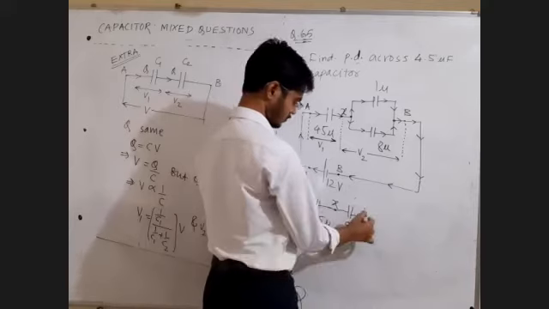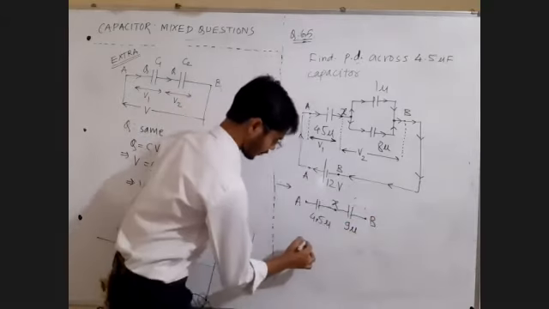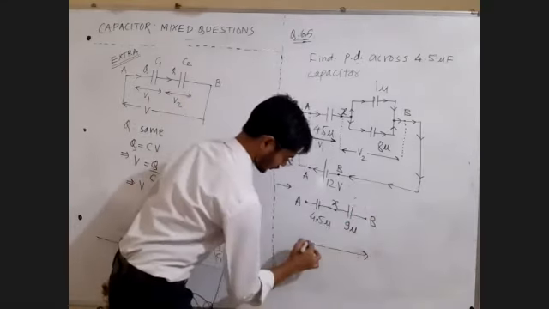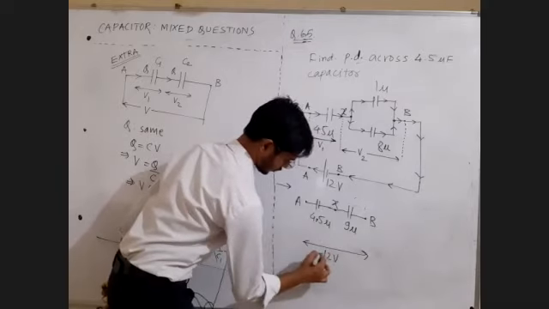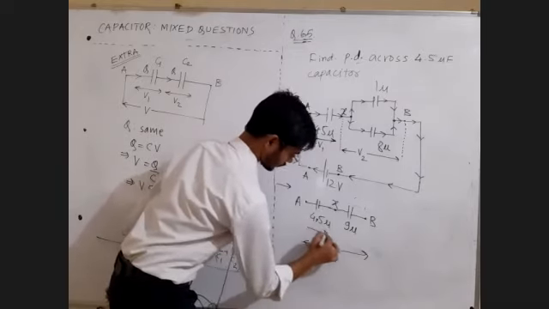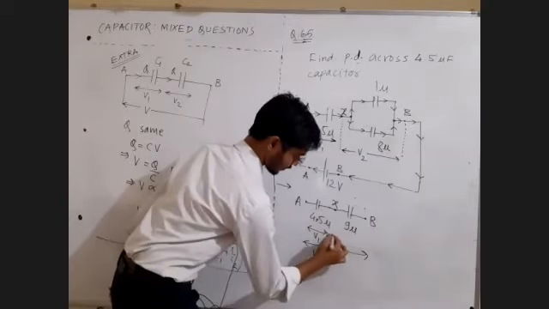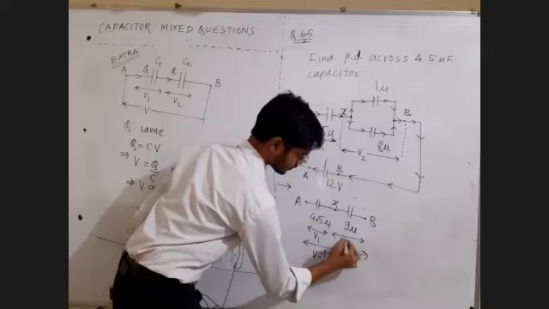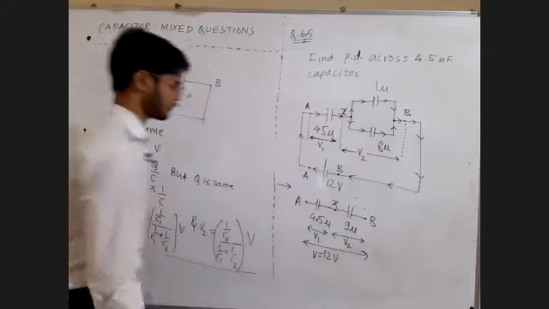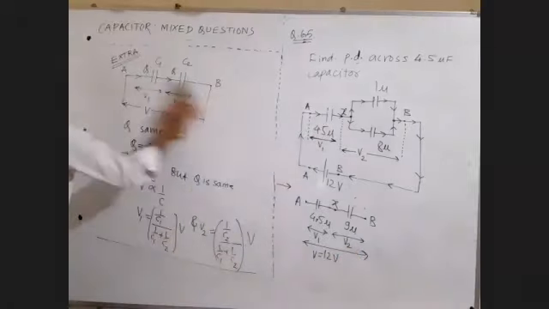This is point B. Between points A and B, what is the total potential difference? 12 volt. And this potential difference we want to find out, V1. This will be automatically 12 minus V1, or call it V2. Now V1 will be equal to what?